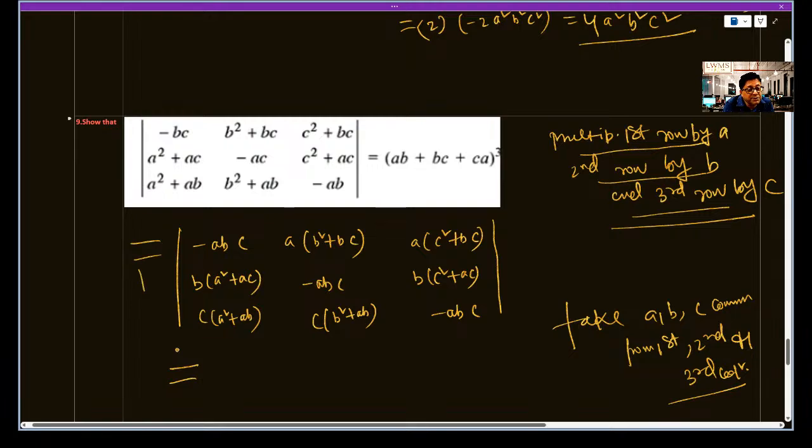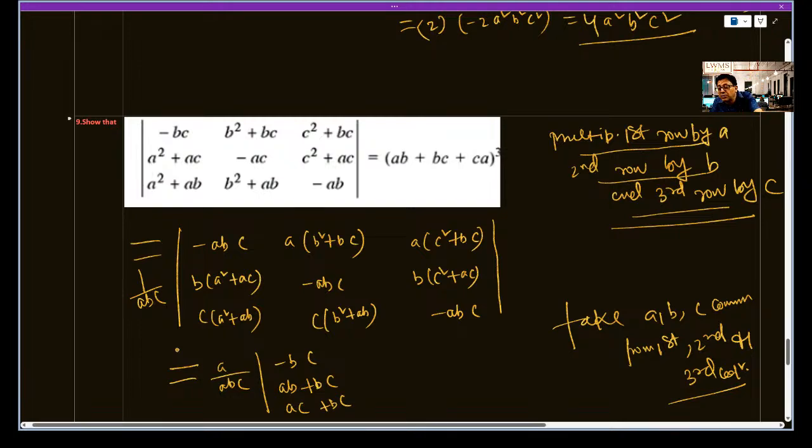We have multiplied, but you did not divide. You are wrong then. So keep it there. Now take A common from here. What will you get? It is minus BC, AB plus BC and AC plus BC. Clear?